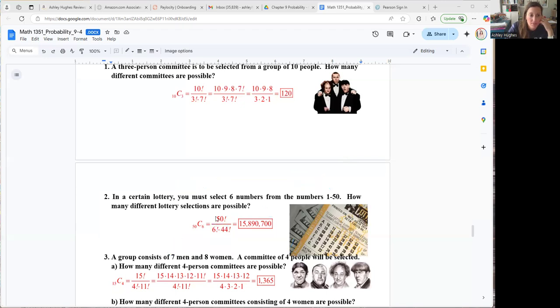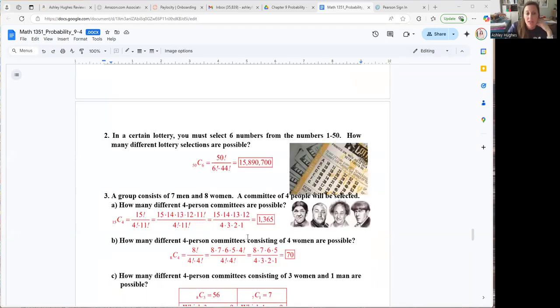Okay, now we're going to talk about groups that have men and women. The group consists of 7 men and 8 women. A committee of 4 people will be selected. So how many total choices are there? So again, this number over here to the left of the C represents the total. The total was the 7 plus the 8. So that was 15. And then what's the group size? This is the size of the group, which was 4. And so we put it into a formula and we get 1,365.